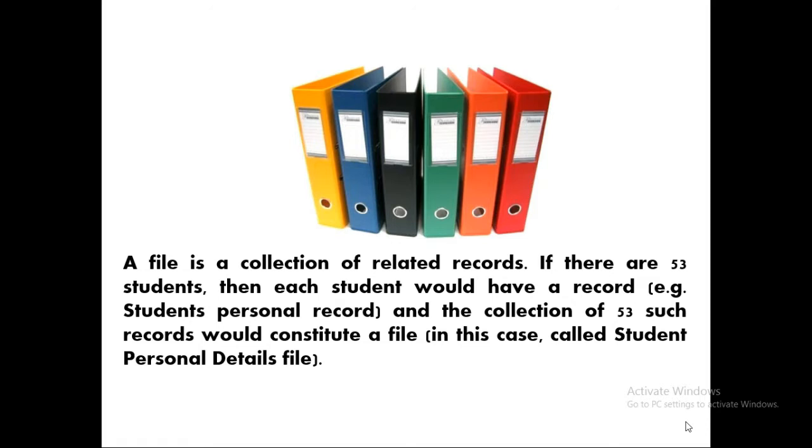In this example you can see there are six or seven text files. You can see the picture now. Each file consists of different related documents. For example, one file may consist of bills, one file may consist of vouchers, or one file may consist of some records, right? These types of things are called files.